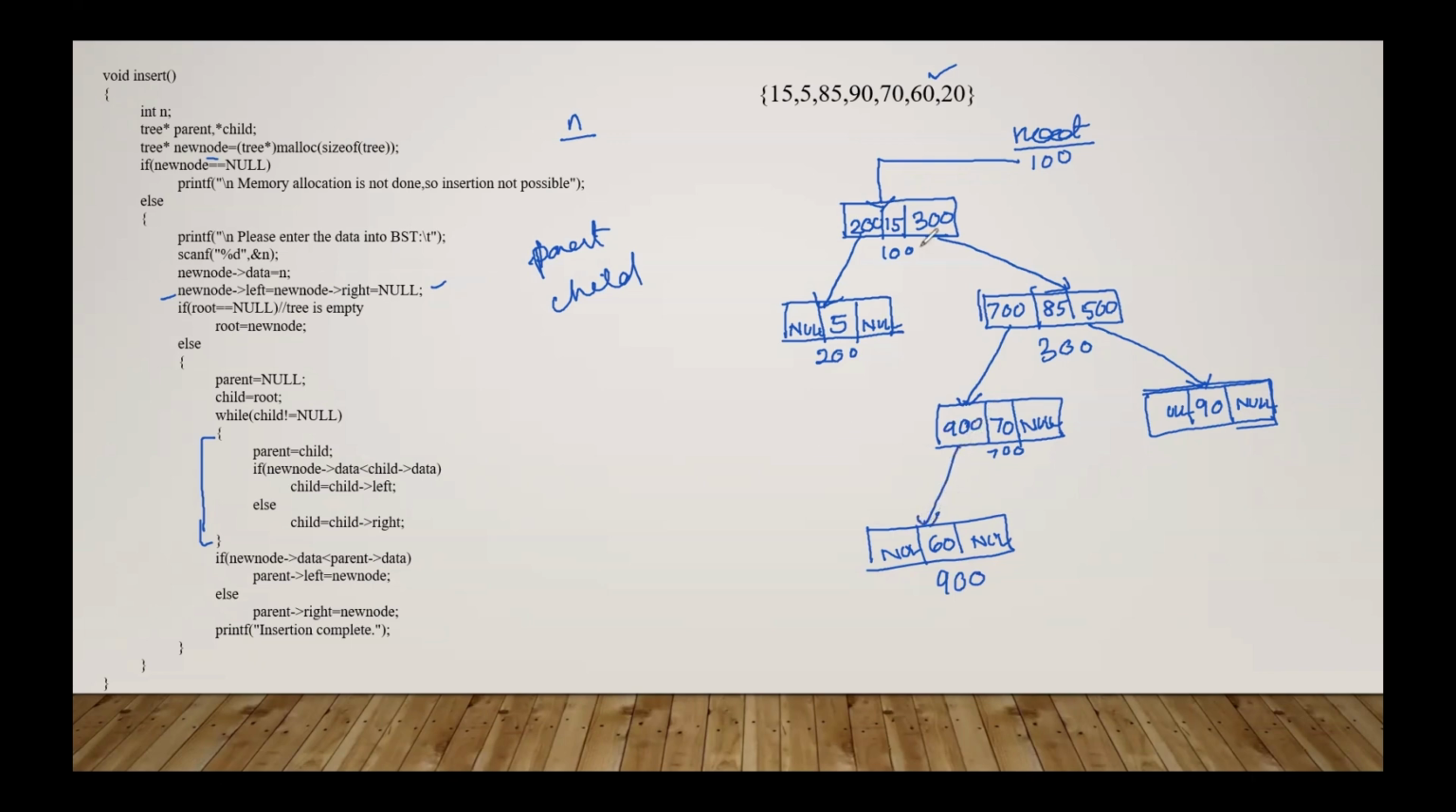Then the last one is 20. 20 is greater than 15, so it comes here. 20 is less than 85, so it comes here. Then here is the 20 location. So this is the null pointer. For example, the address is 400. So it stores which value? It stores the 400 value. So our insertion is completed.